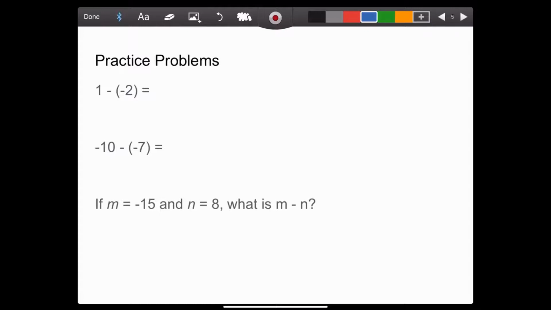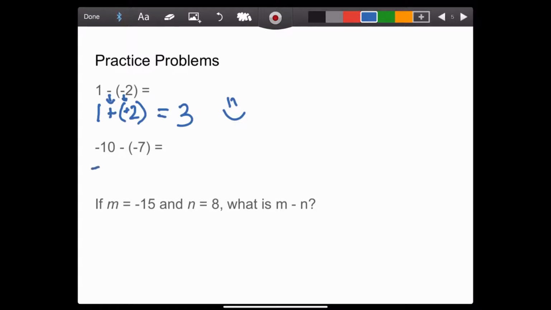Okay, so you should have added the opposite. So this subtraction becomes plus, the negative 2 becomes plus 2. So 1 plus a positive 2 is just 3. Give yourself a smiley face if you got it. If not, go ahead and change your work.